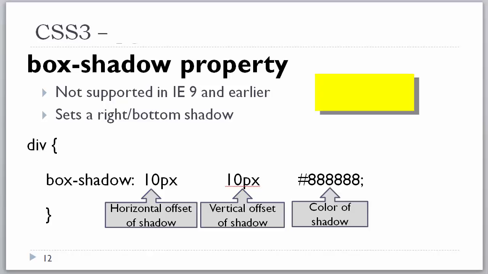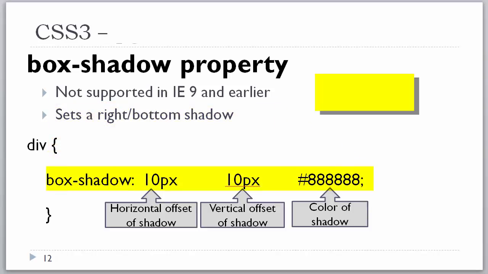The box shadow property. Here again, most of these properties are not supported in IE9 and earlier. However, it just won't see it, so nothing is broken. The box shadow property sets a right bottom shadow. Here again, Photoshop users, similar to a drop shadow, and the syntax should be familiar.